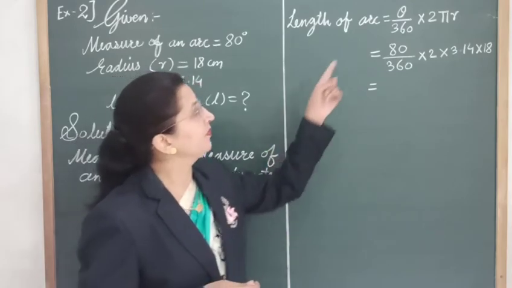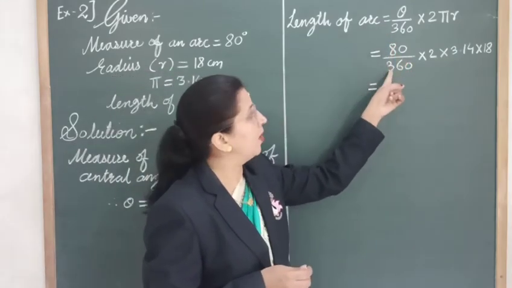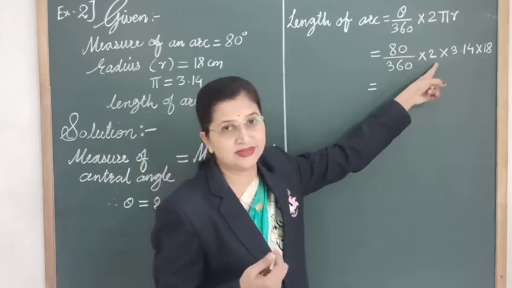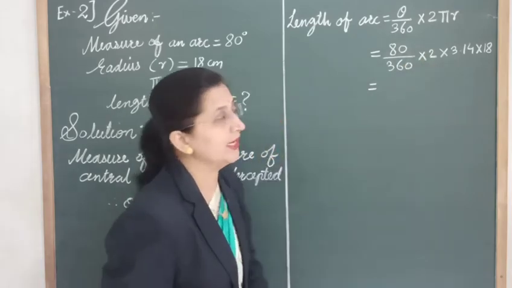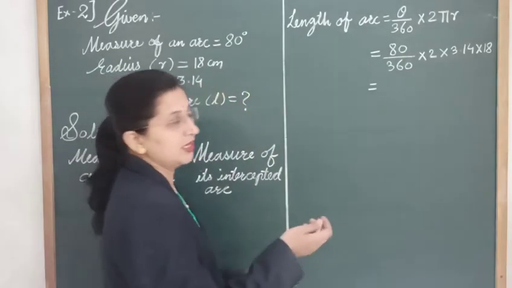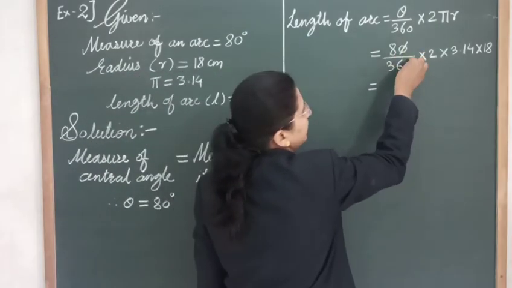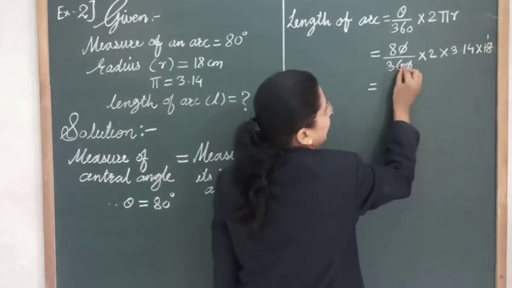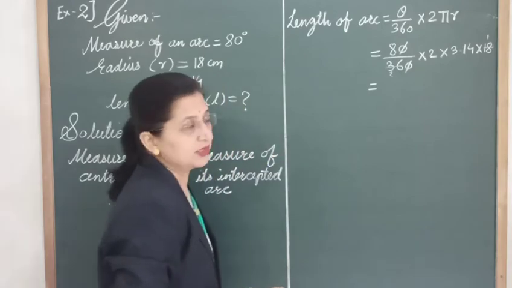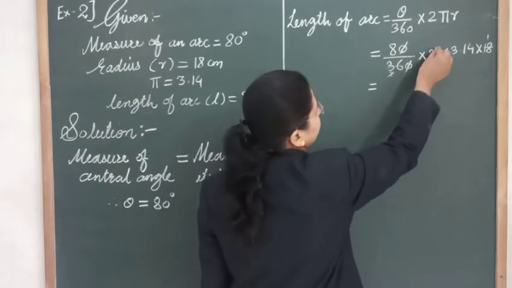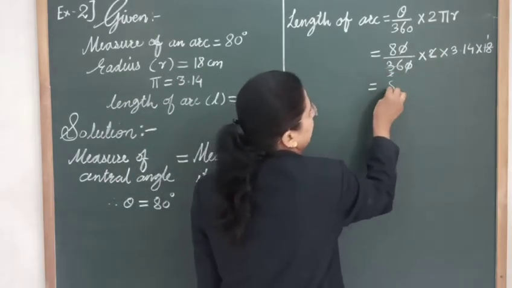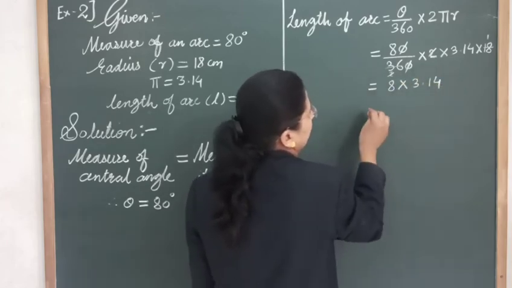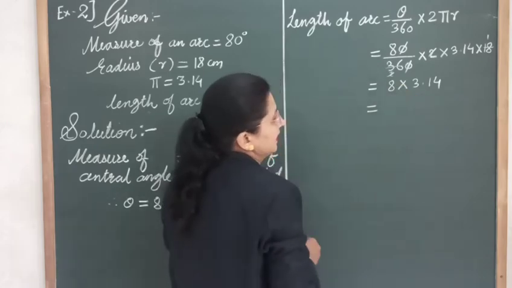Let's put in the values. Theta 80 upon 360 into 2 into pi. The value of pi is given, that is 3.14, and the radius is given as 18. Okay, so let's solve this. So here the 0 will get cancelled. Then 18 1s are 18, 18 2s are 36. Okay, then this 2 will also get cancelled. What remains here? 8 into 3.14.